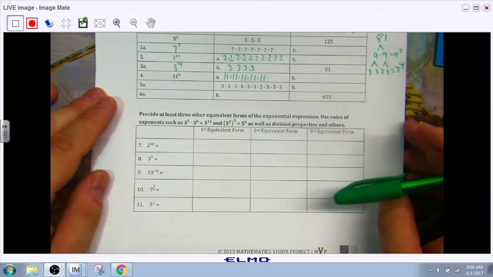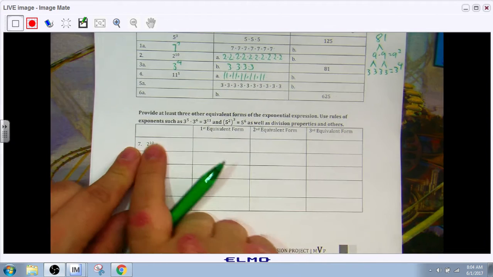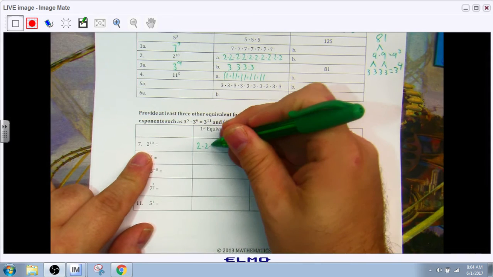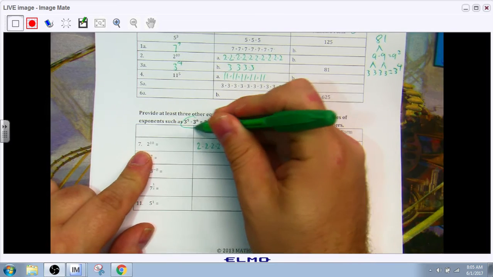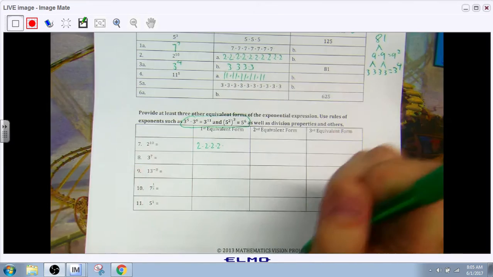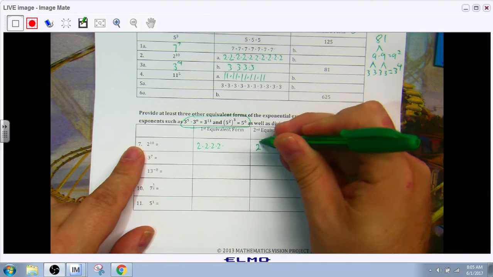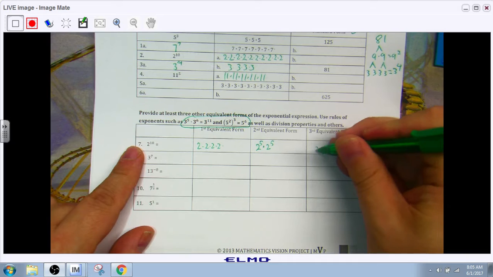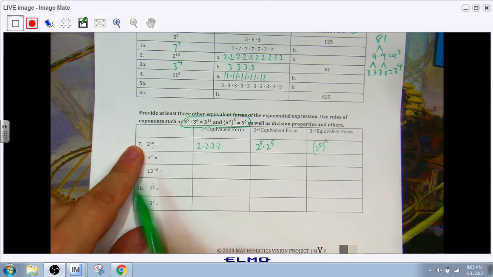Here, it's asking us to do it in multiple equivalent forms. So while yes, we can do things like 2 times 2 times 2 times 2, let's use some of these exponent rules so that we can do it a little bit different. So that 2 to the 10th is the same as like 2 to the 5th times 2 to the 5th. Or it's also 2 to the 5th squared, because 5 times 2 would be 10.